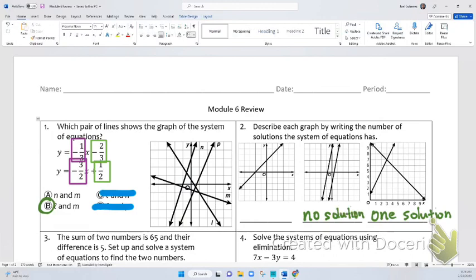And then last but not least, this one's kind of the one that confuses students a lot. They're like, well, I only see one line. Well, remember, it's the same line, so technically there is another line underneath it, but because it looks like there's only one line drawn, this one is going to be your infinite solutions, because there is another line there. It just so happens to be the same line.